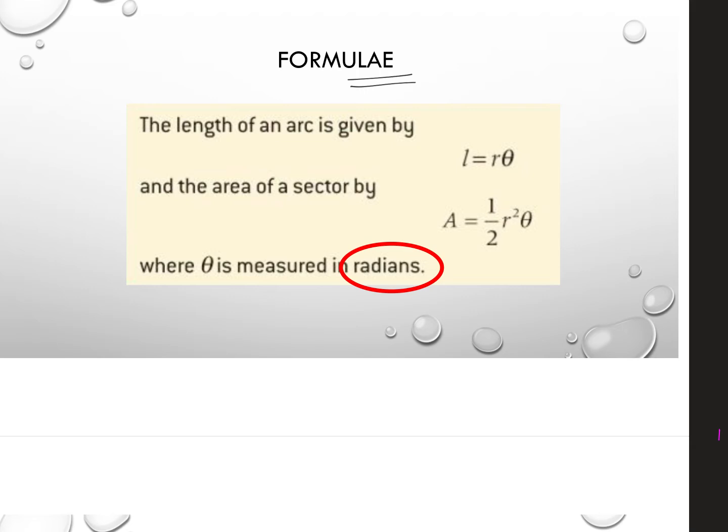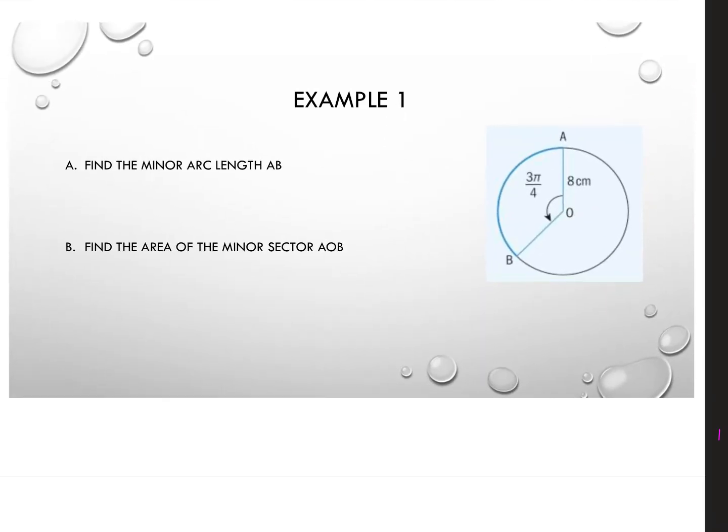Probably the most important thing here is the length of an arc, which is a very, very simple formula, but most important is that the angle has to be in radians. If you forget to put the angle in radians, you're guaranteed wrong answers for every single problem. Okay, so let's jump up and start this.